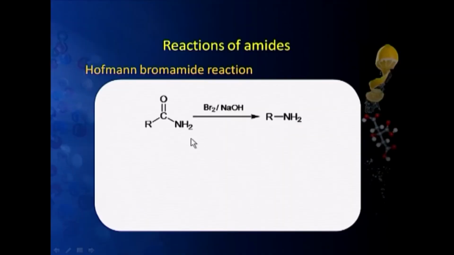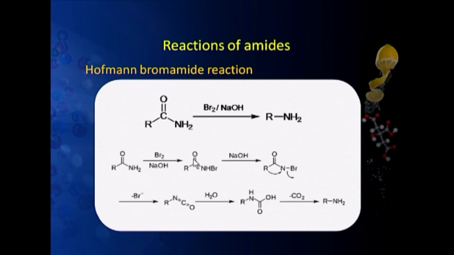Then again there is an important reaction of amides which is called the Hofmann-Bromamide reaction. This reaction involves the conversion of amides into amines with one carbon less than those present in the amides. Actually this CO is lost as carbon dioxide during the reaction, and whatsoever amide we have, we will get the corresponding amine, but having one carbon less than the starting compound.